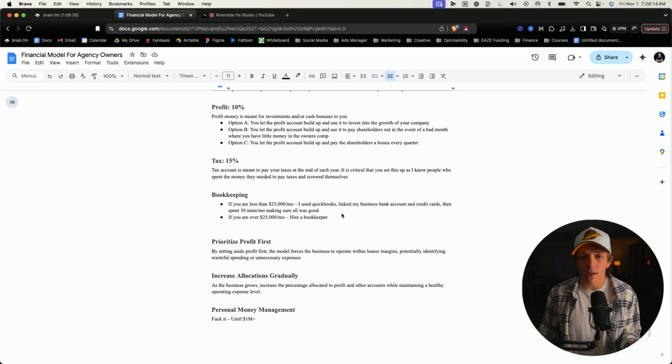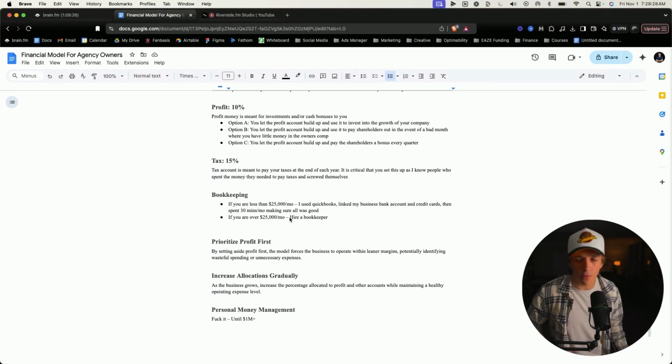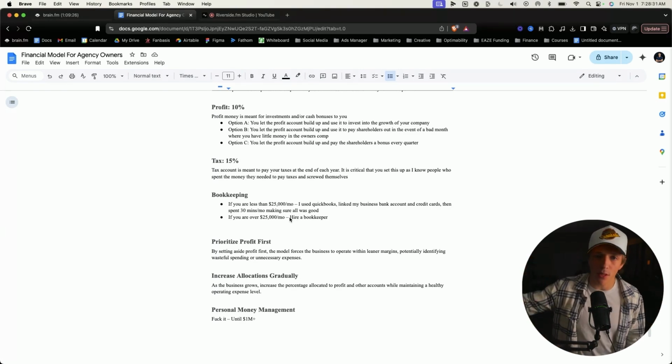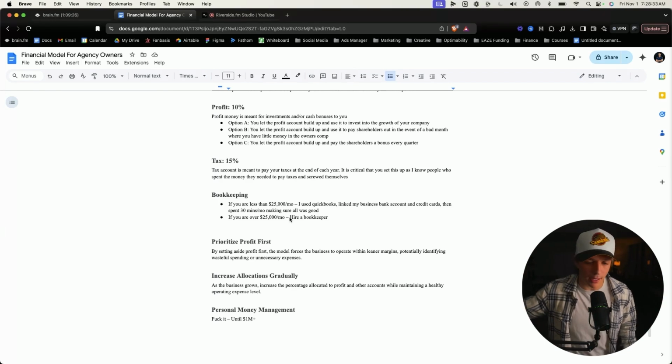Now, if you're over 25K a month, hire a bookkeeper. Because when you're less than 25K a month and maybe you get billed on ad spend a couple times per month, you have a couple software subscriptions, you have 1 or 2 team members, bookkeeping's pretty easy. When you're over 25K a month and you have 18 different softwares and you're getting billed on your ad account every day or every 2 days, it gets a little bit messy, right? That's why I recommend that you hire a bookkeeper so you can focus on the things that are actually going to grow the business.